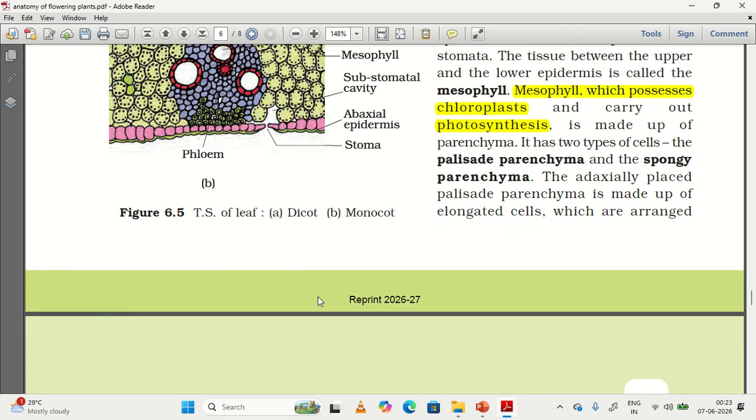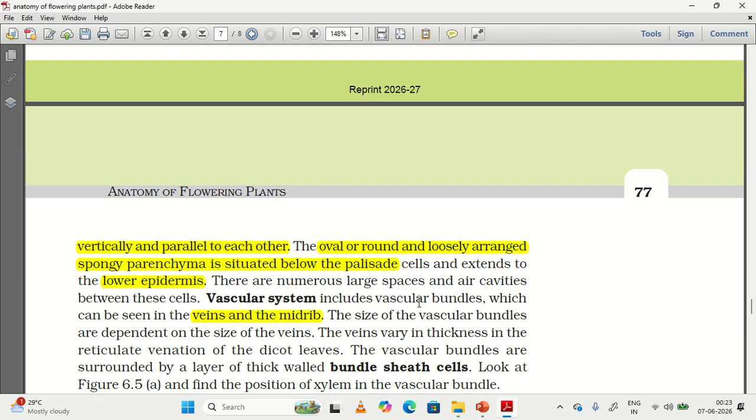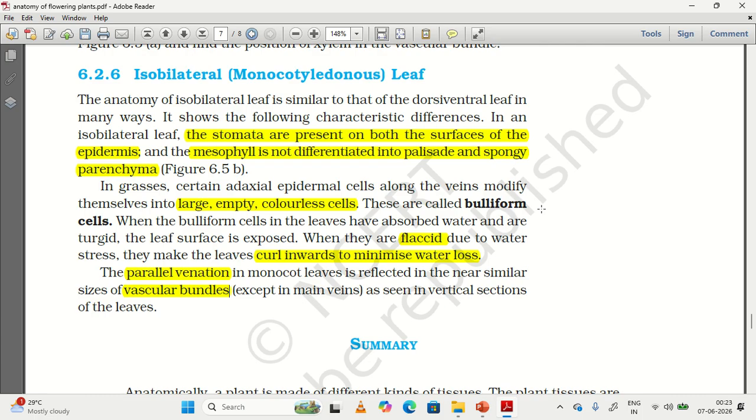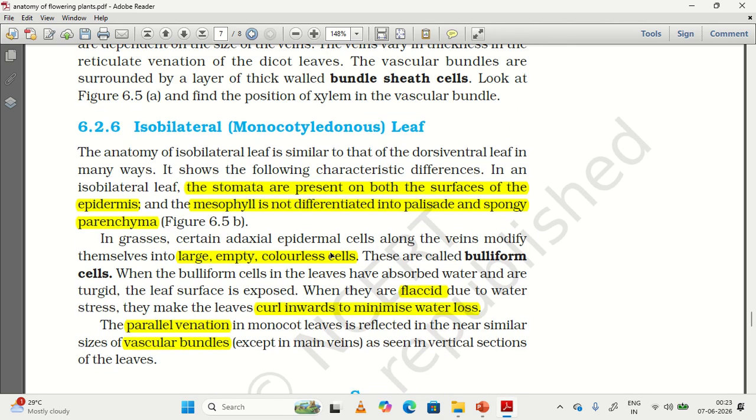So this is about the monocot leaf. The most important thing here is they have the bulliform cells, which are colorless cells. They help in the rolling and unrolling of the leaf. Okay, thank you.